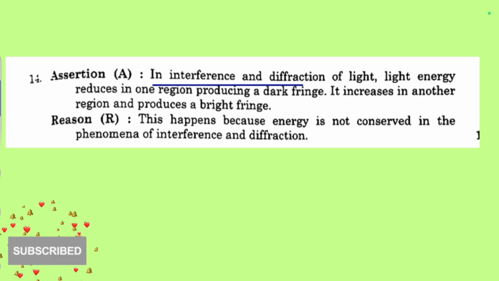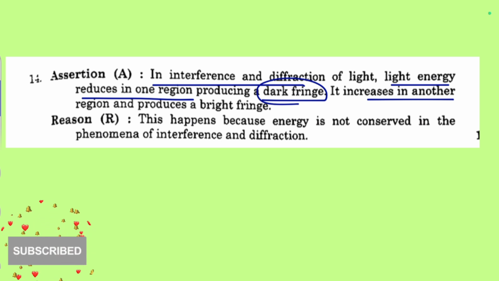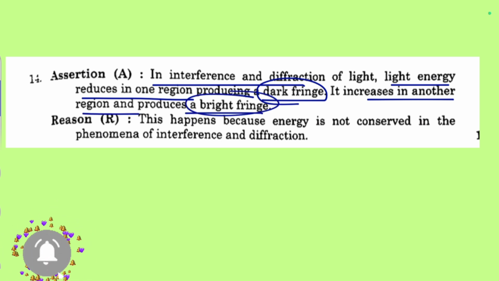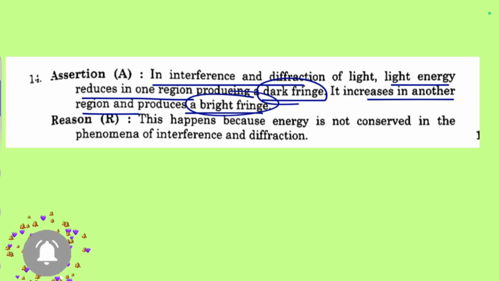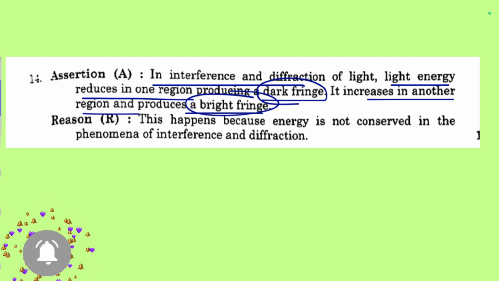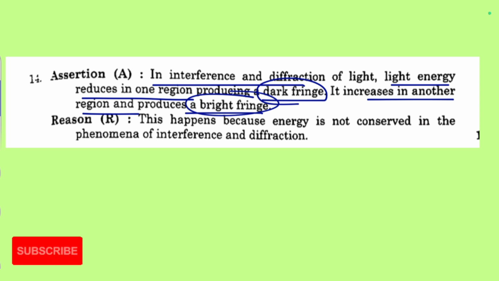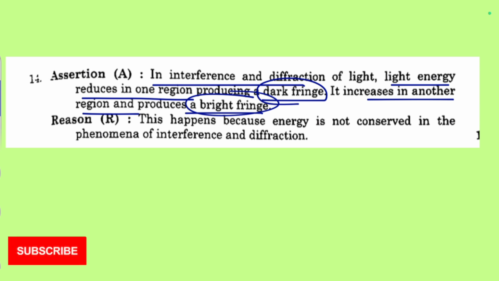In interference and diffraction of light, energy reduces in one region and produces the dark fringe, correct, and increases in another region and produces the bright fringe. Yes, so what is happening here, in the assertion it is given that the light energy that used to be there gets reduced and produces the dark fringes, and increases in another region and produces the bright fringe. Means what is happening here is a distribution of the light energy. Means at one point or one place it is less, at another place it is more.